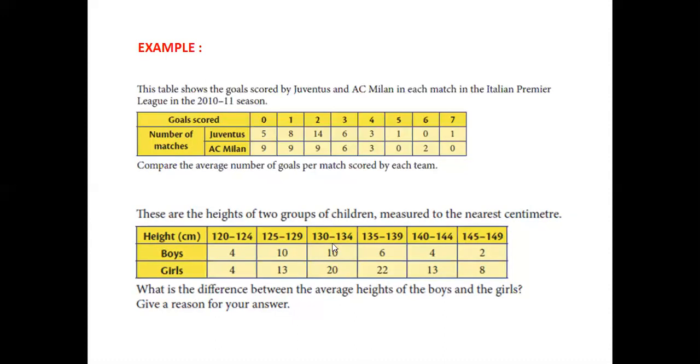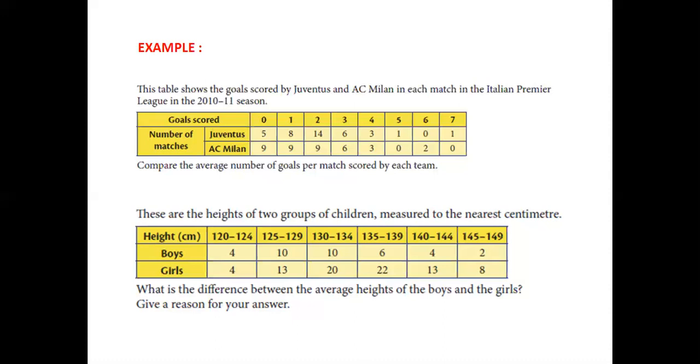the third group's average of heights, which is 132, times the number of boys, 10, is 1320, and plus 142 times 4 is equal to 568.